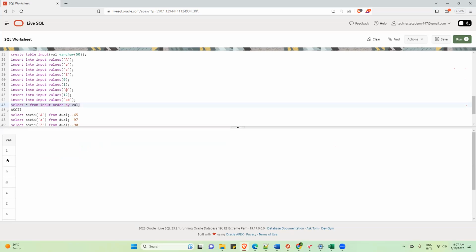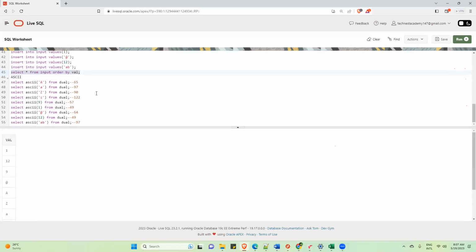You have 1, then 12, then 9, and all this thing. This is exactly based on the ASCII value. Now, here you will be thinking that 1 has value 49 and 12 also has value 49, right? Yes. So when there is a conflict, the same thing comes into picture. After 1, do you have any value here? No. But in 12, after 1 you have value 2. So that's why it will keep 1 first, then 12.